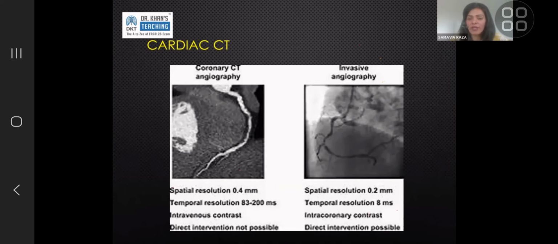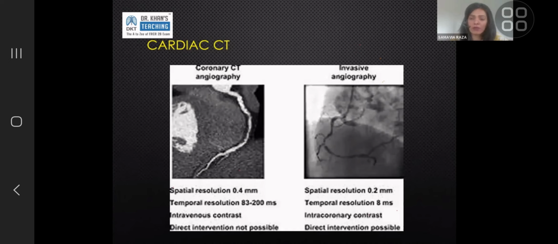On invasive angiogram, all you see is the lumen of the vessel. You can see that there is narrowing. There is no way of knowing why that narrowing is there, and you assume it's a plaque. Plaques are different in morphology, in size, in risk of rupture. And that characteristic of a plaque is only appreciable on CTCA.